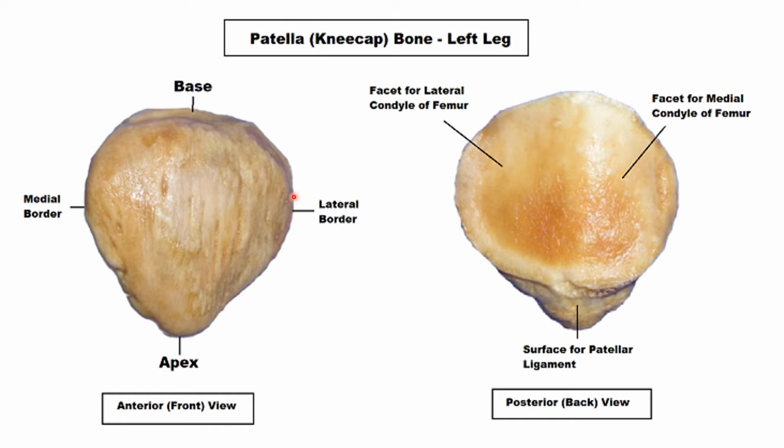Now, how do you determine the side of the patella? So the rough anterior surface should face forward and the narrow apex should face downwards. So when you hold it in anatomical position, look at the anterior surface, which is rough, it should face forwards, and the narrow projection should face downwards. Okay, so that is your apex of the patella.